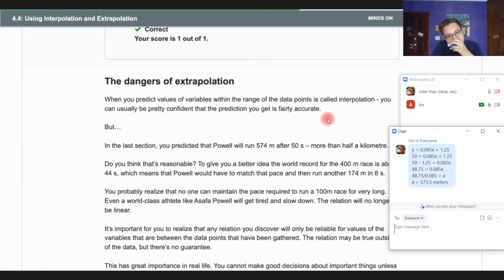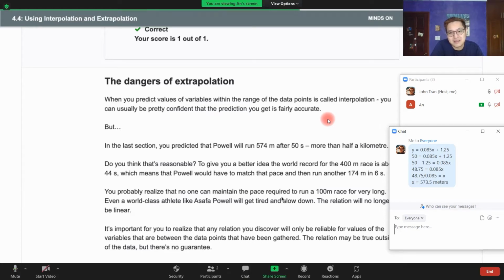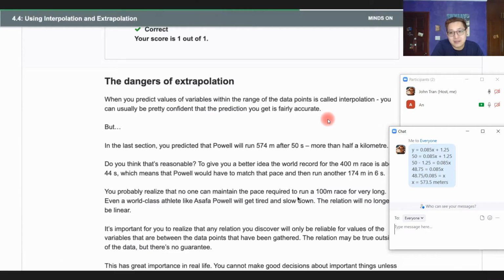You probably realize that no one can maintain the pace required to run a 100-meter race for very long. Even a world-class elite like Po would get tired and slow down. Of course, he's human. When you run very fast, you basically exhaust your ATP, your energy source. Let's just say energy source. Your stored energy source goes very quickly because when you run fast, you have to use extra energy to speed up.